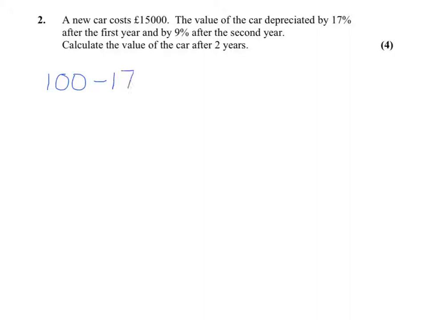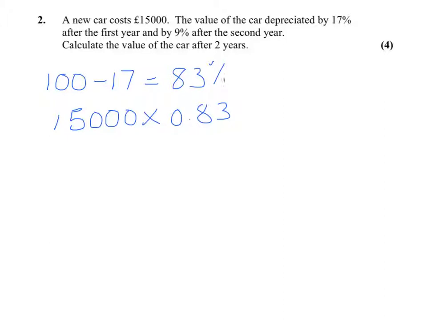We're going to choose to say that it's decreased by 17%, which means we have 83% of the value left. So I'm going to take the original value, which is 15,000, multiply it by 0.83, which is the decimal form of 83%, and that gives us 12,450. That's at the end of the first year.